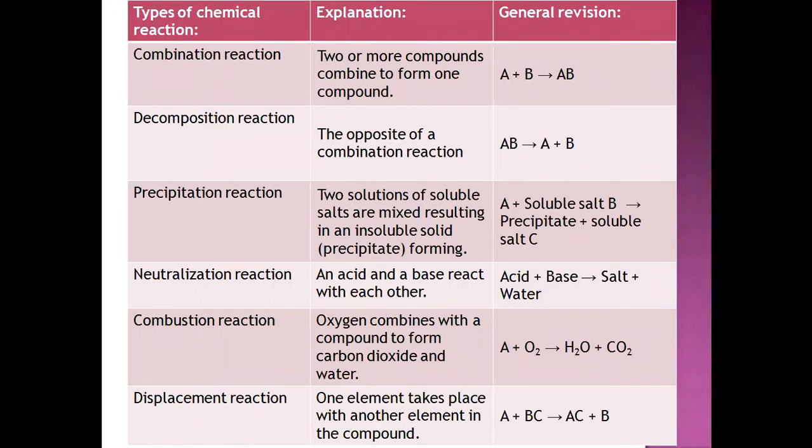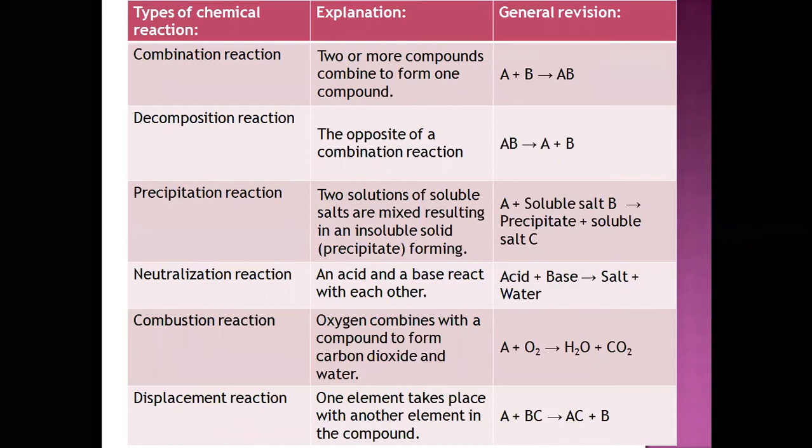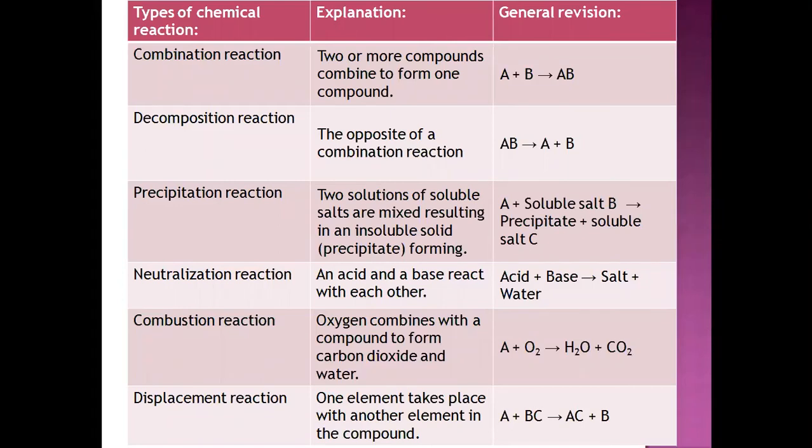What are the types of chemical reaction? Combination, decomposition, precipitation, neutralization, combustion, displacement. Combination: two or more compounds combine to form one compound. For example, A plus B to AB. Decomposition: the opposite of a combination reaction. AB to A plus B.